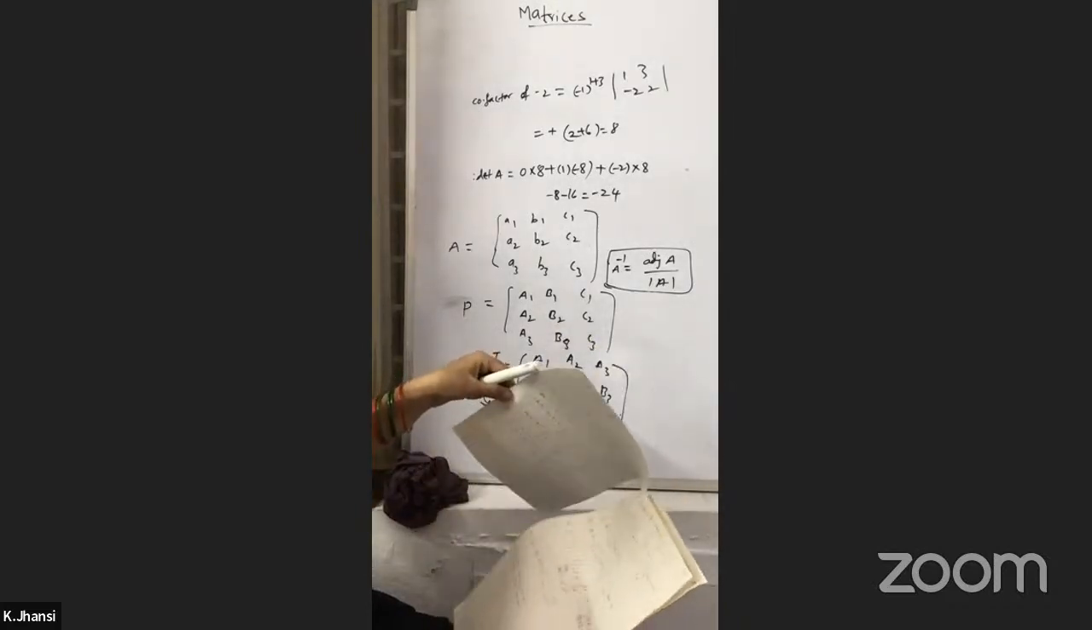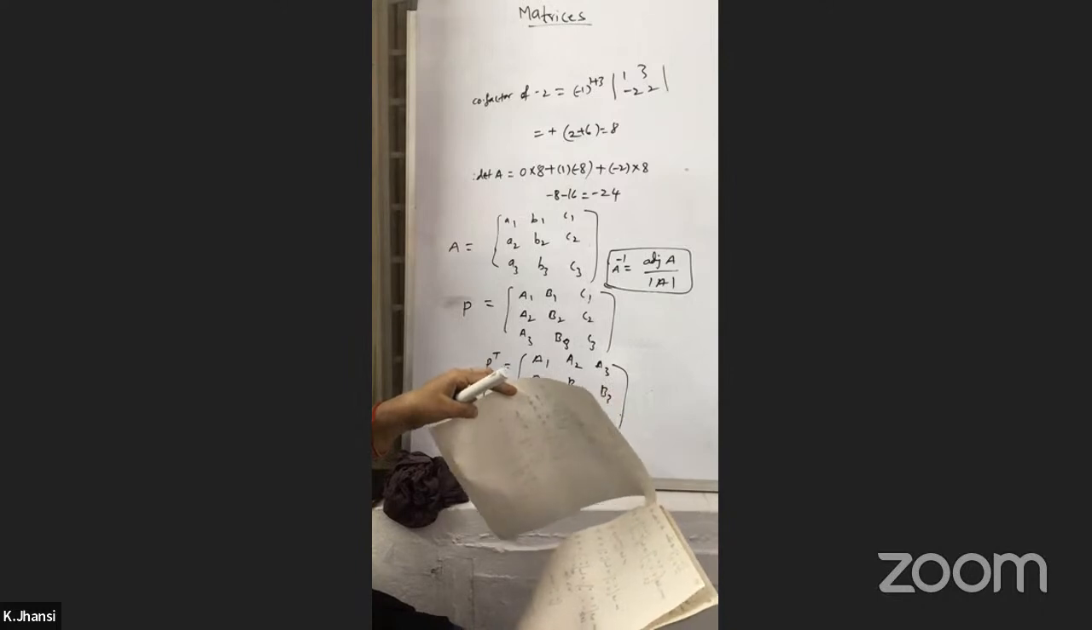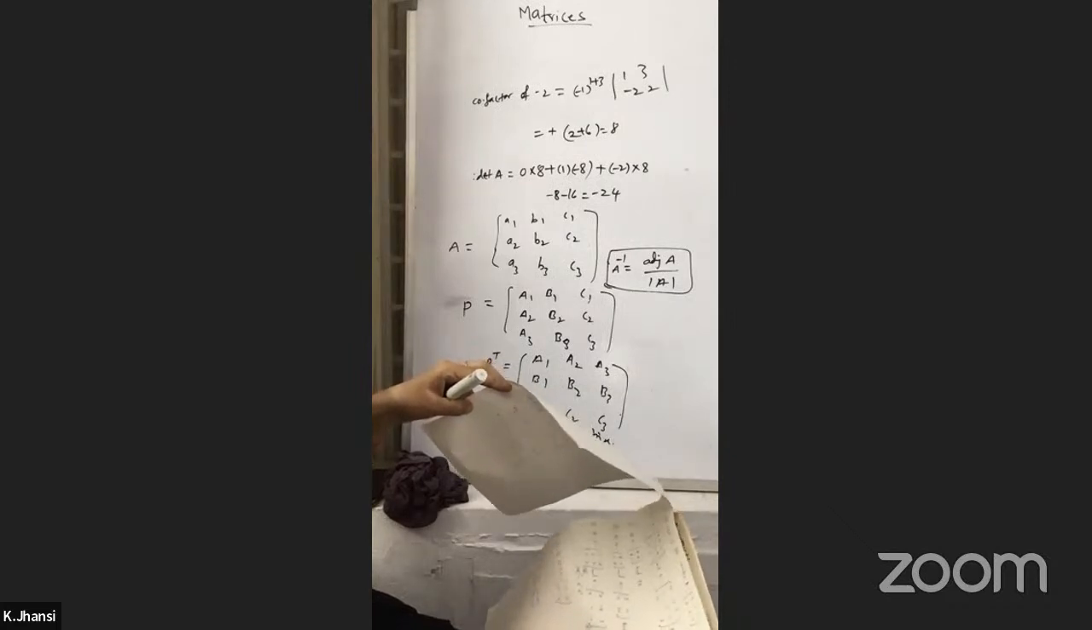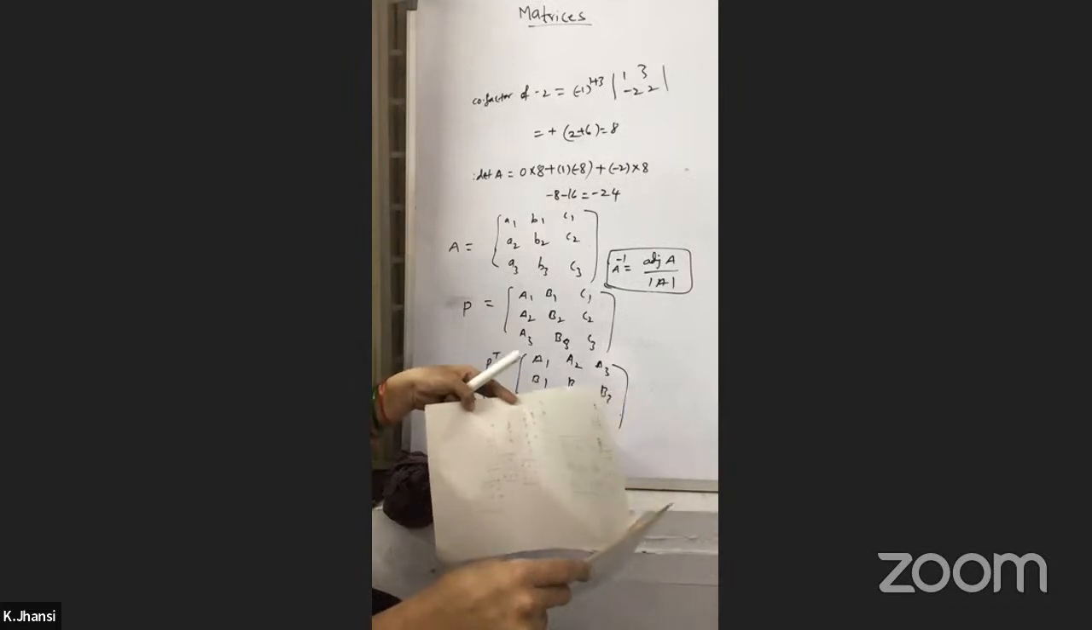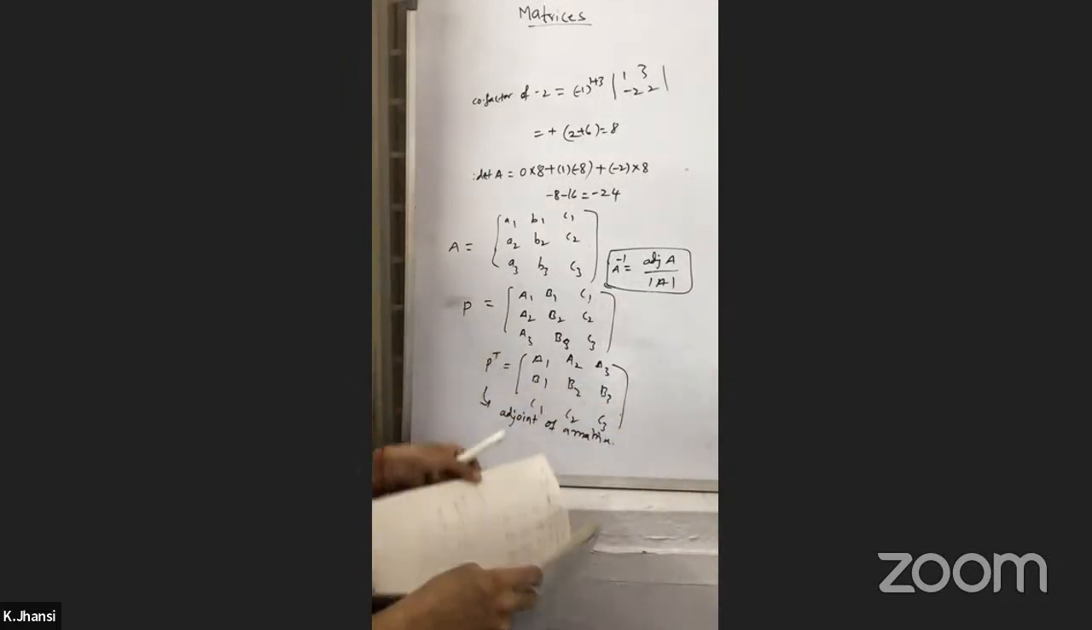I have told these example problems. Fifth one, A and B matrices are given. He is asking to find (AB) whole transpose. That is, first find the multiplication of those, then find the transpose of that. Next, find the determinant: only a 2 by 2 matrix is given and it asks to find its determinant. Okay. So next we have the concept of the inverse of the matrix.